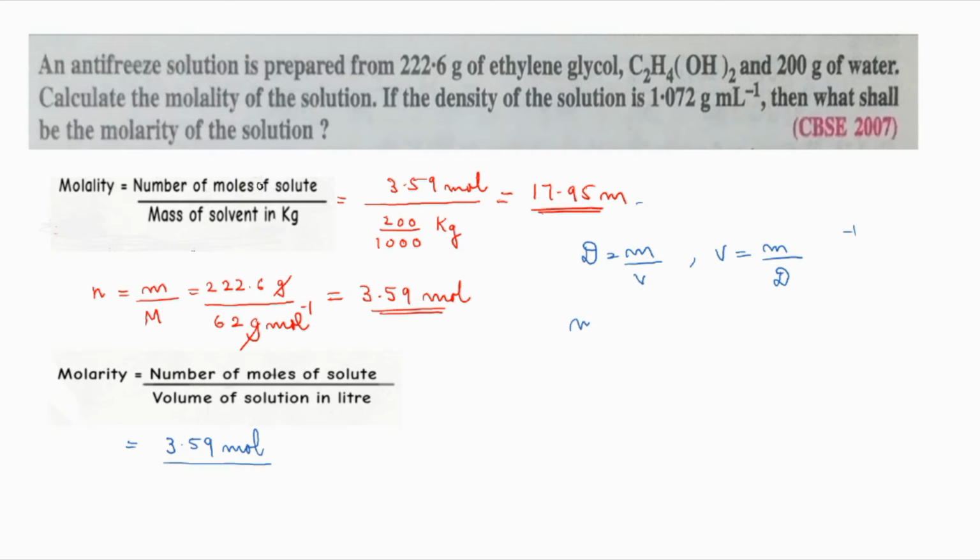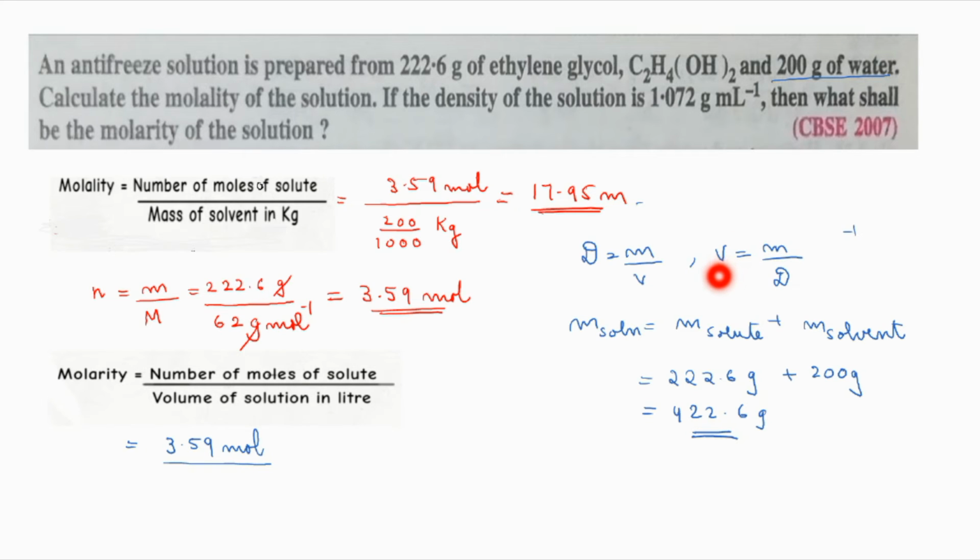So, mass of the solution will be equal to mass of the solute plus mass of the solvent. They have given the mass of the solvent, that will be 200 gram. Over here the solution contains 200 gram of water, and they have given the mass of the solute also. If you are adding this together, you will be getting 422.6 gram. So we got the mass of the solution.